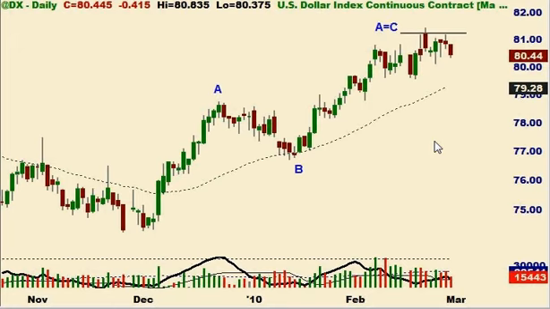Dollar index, also consistent with the possibility that we've got an ABC decline in the stock market, in that the dollar has carved out a potential ABC rally up. As long as it doesn't just accelerate through about 82 or so, I would at least look at the possibility that this entire rally off the December low in the dollar is an ABC rally, and A equals C around 81.20.